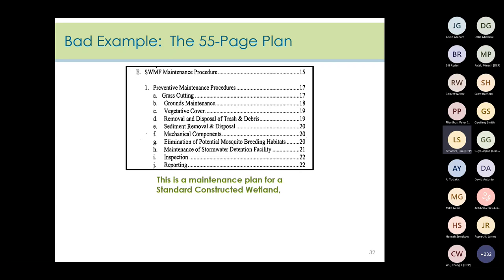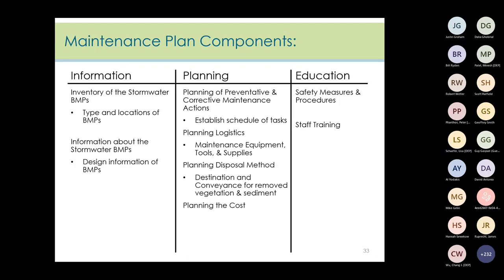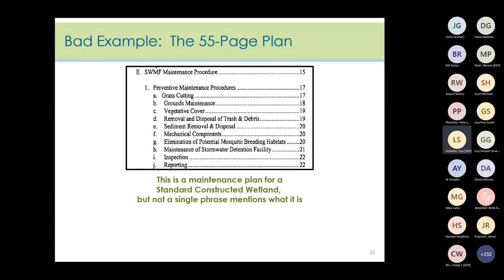So that's indicating that you have a maintenance plan that doesn't really reflect the actual design, and therefore you can request revisions. So what this illustrates is that the reviewer has a responsibility to check the details provided in the plan so that the permittee meets the permit requirement to ensure long-term operation and maintenance. In this case, this is an actual approved maintenance plan that had absolutely nothing to do with the constructed wetlands shown on the approved plan.